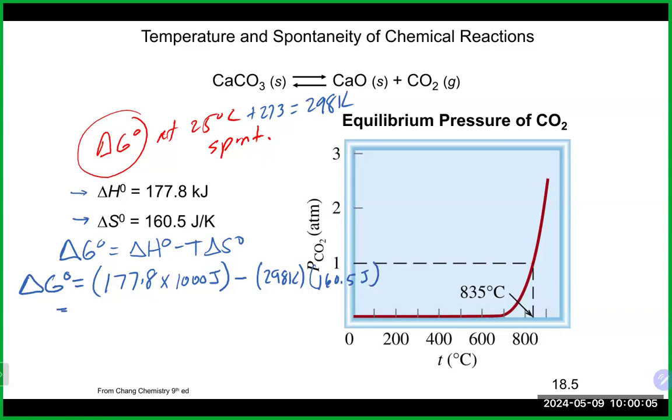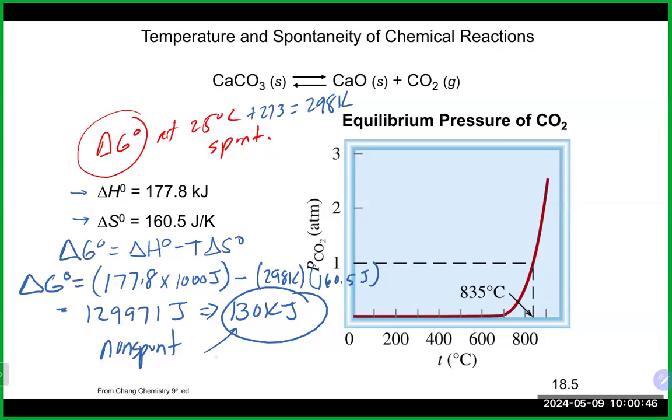Putting all that together, that's 177.8 times 1,000 minus 298 times 160.5. It's going to give us about 129,971. These are units of joules because I did multiply by 1,000 to convert to joules, and that's roughly about 130 kilojoules, if we do a little bit of rounding, dividing by 1,000. First off, any question on the calculation? This reaction is going to be non-spontaneous here at 25 degrees, as we got a positive value for delta G.